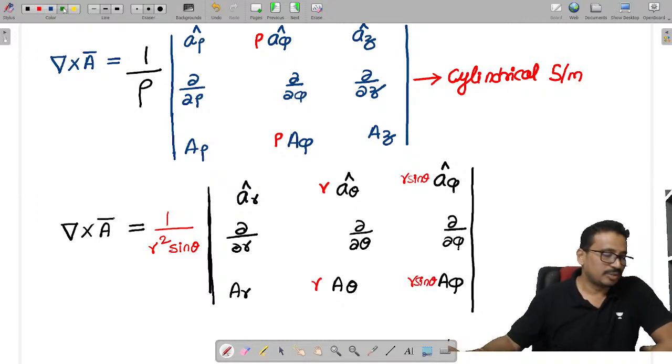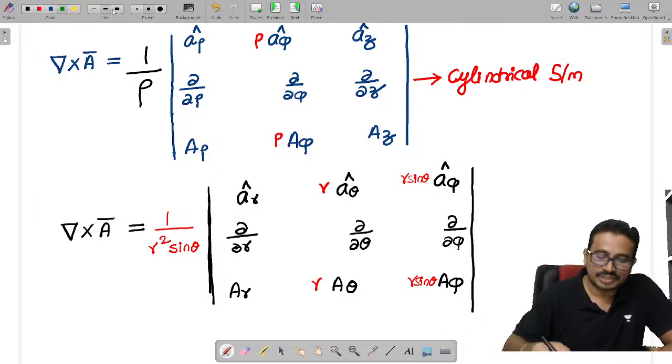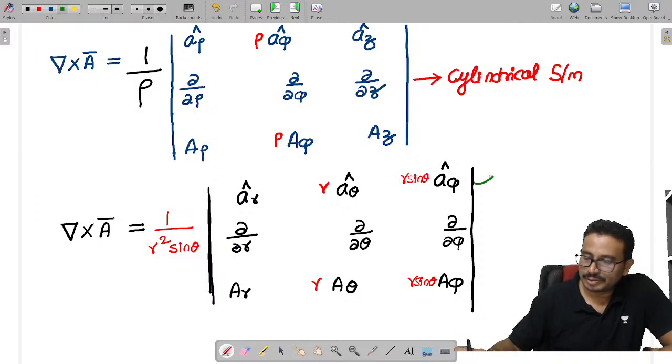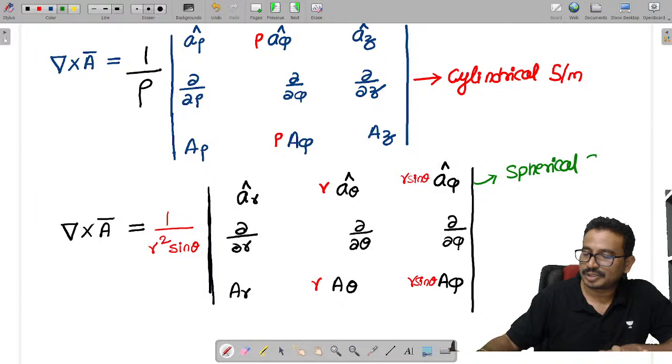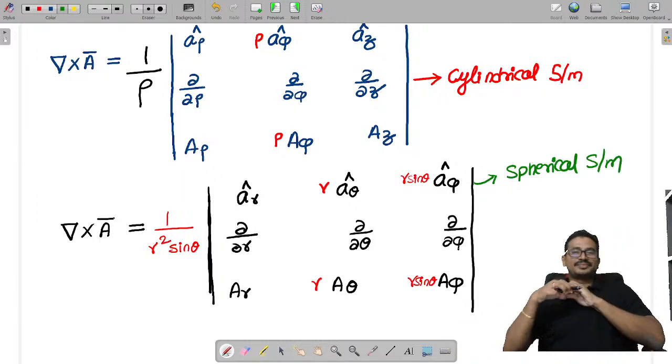Did everyone get it or not? Tell me. So this is a magic. This is the curl in a spherical system. This is in what system? Spherical coordinate system.